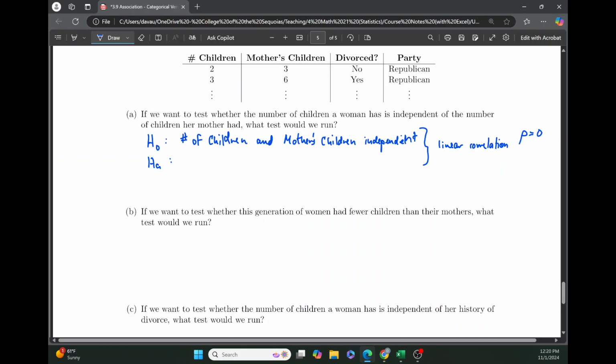Okay, so we would run a matched pairs t-test. The null hypothesis we would want to run is whether the mean of, we'll say C for children, is equal to the mean for, we'll call it M for mother's children, right? We want to know if maybe this generation had fewer children than their mothers did, okay? And this would be a matched pairs t-test.